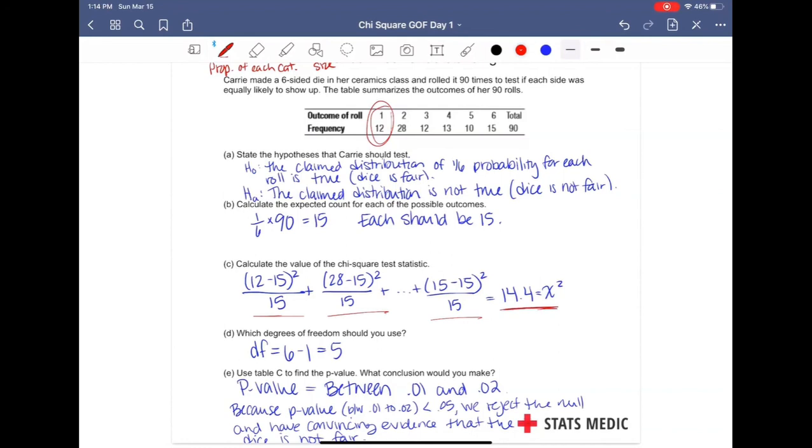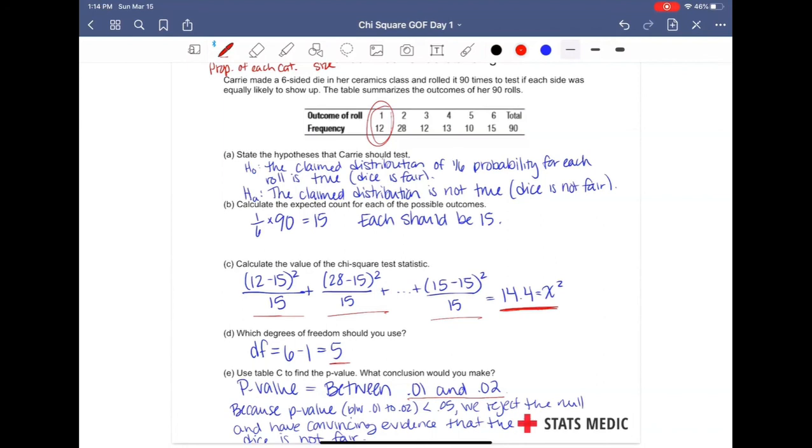For D, which degrees of freedom should you use? There are 6 categories. So we do 6 minus 1 and you get 5. So you're going to go to row 5 on your degrees of freedom on table C, and then move over until you find the chi-squared close to 14.4, and then look at the tail probability. And on this one, we get a tail probability or a p-value between 0.01 and 0.02. So for a conclusion, because that p-value is small or less than 0.05, we reject the null, and then we'd have convincing evidence that the dice is not fair.